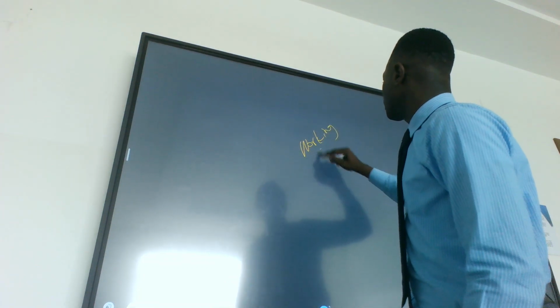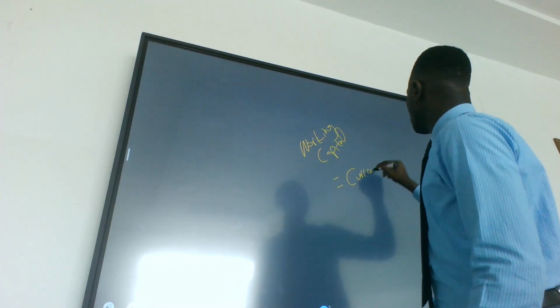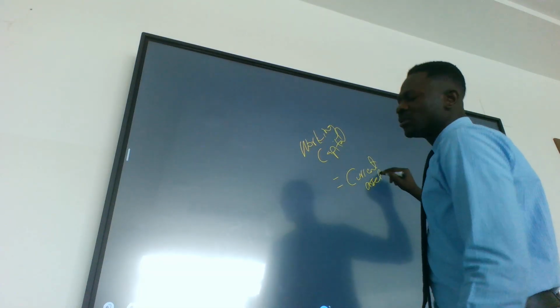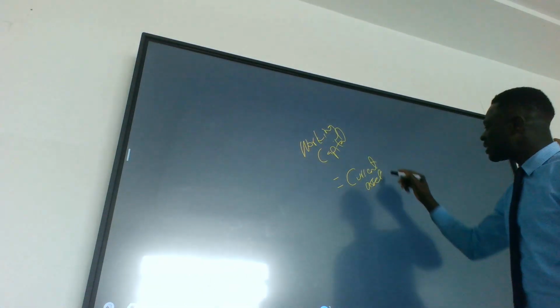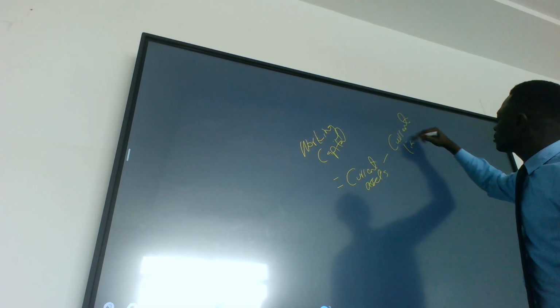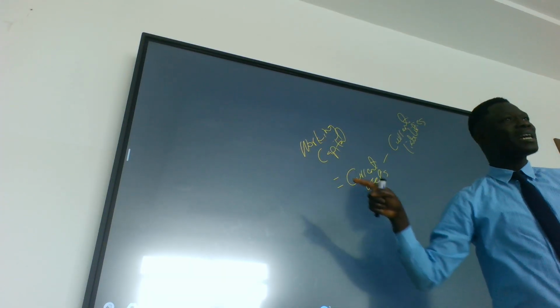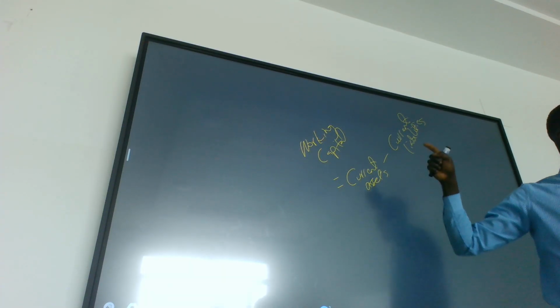Working capital. The formula for working capital: current assets minus current liabilities. What do I call working capital again? Current assets minus current liabilities.